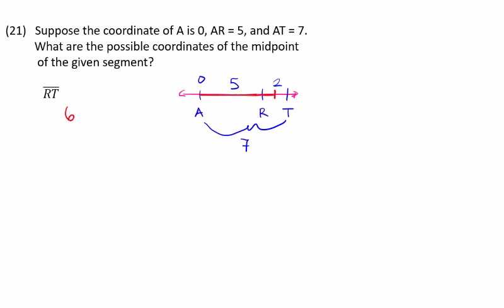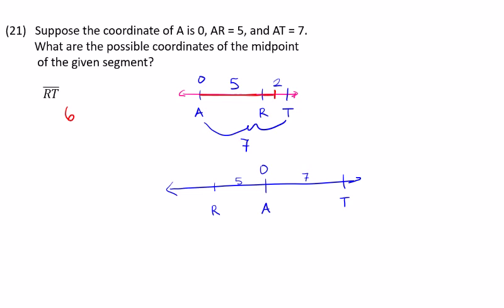But think about another way we could write A, R, and T. It doesn't ever say anywhere that R is between A and T, right? So we could also have A here still at 0, right? We could have T over here, right? And this length would be 7 still, but maybe R is on the other side of 0, right? Maybe R is to the left of A, okay? And this distance would be 5.